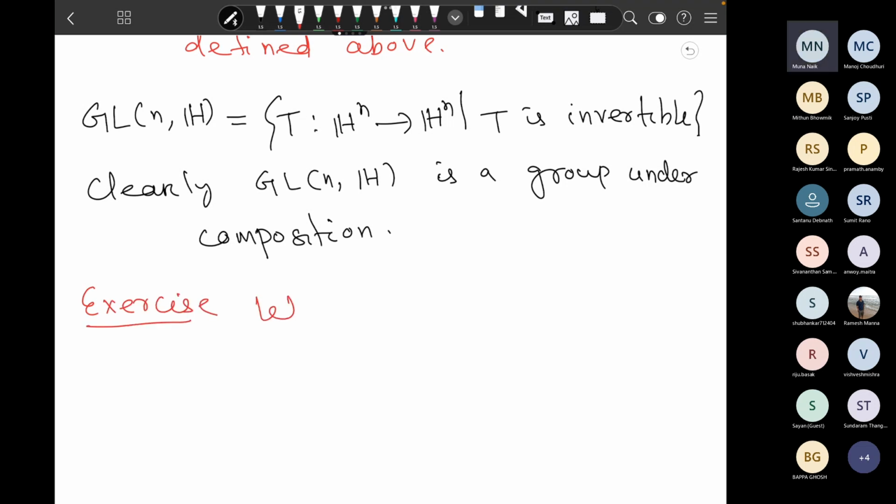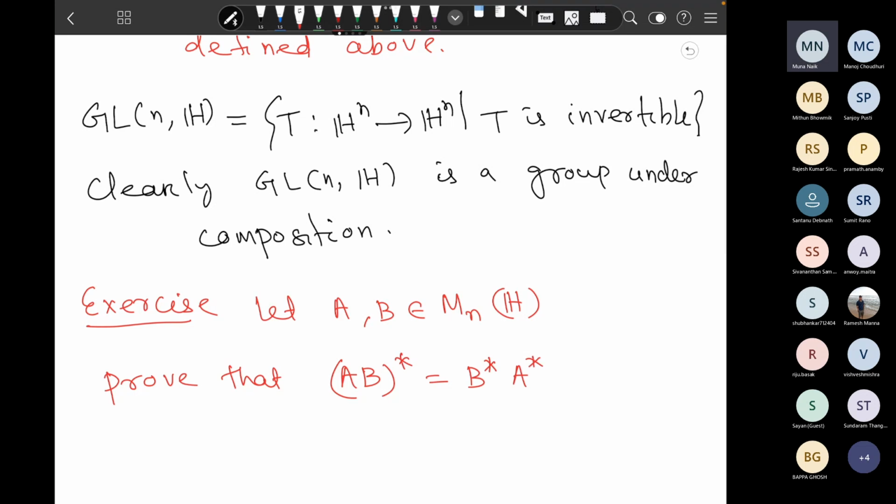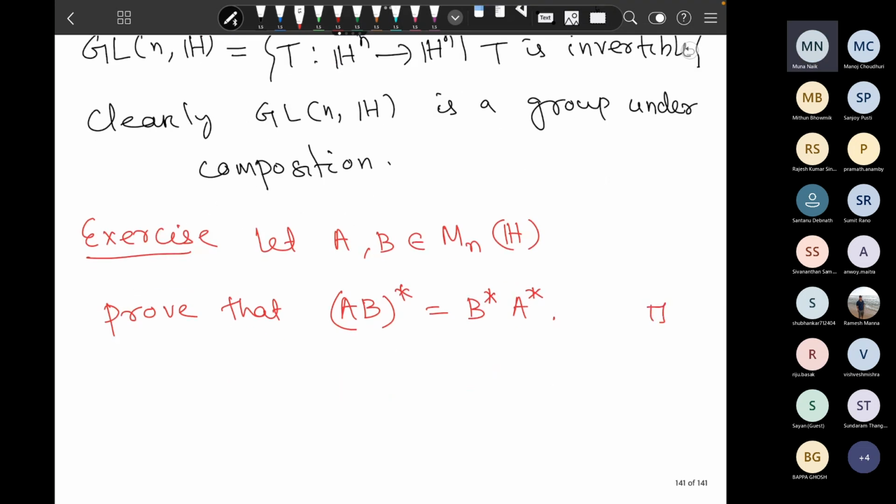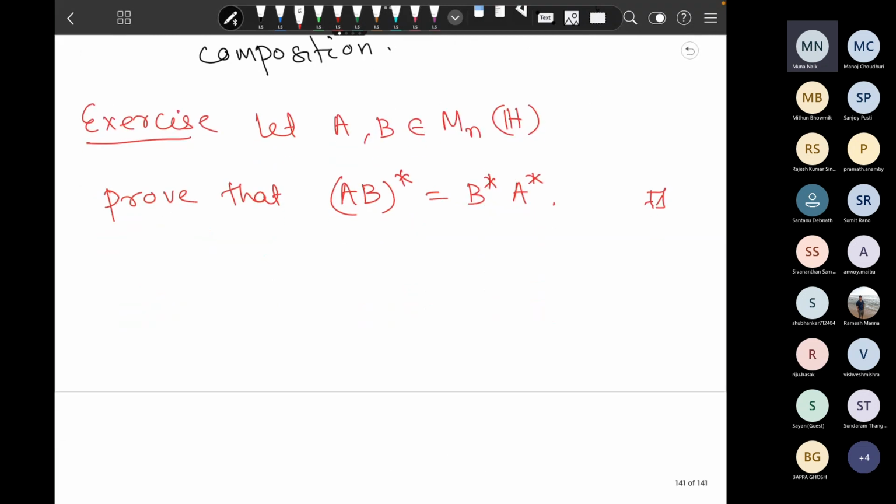Let A, B belong to M_n(H). Prove that (AB)* is equal to B* A*. You define this A* analogous to the complex case: you take the bar of each entry and then you take the transpose, and you prove this. If you do this exercise, you will use various properties of H which I have listed previously, and I think you should do this exercise.